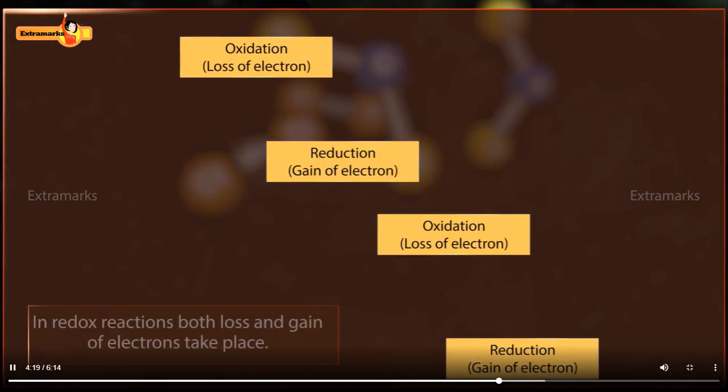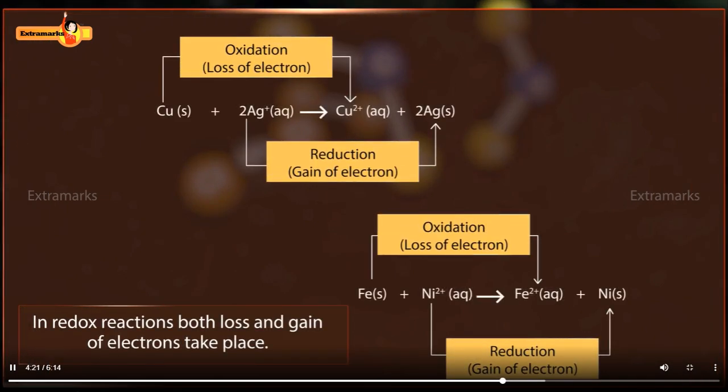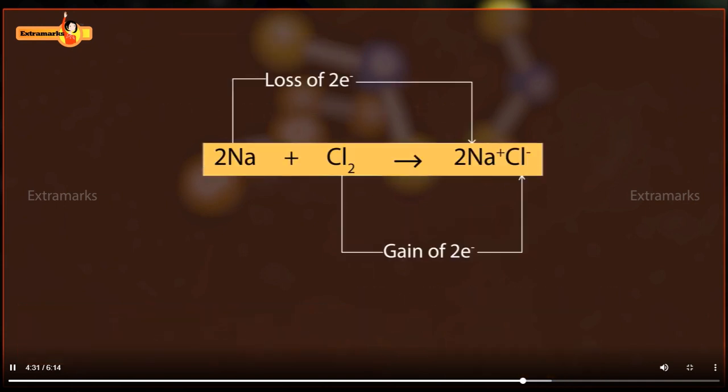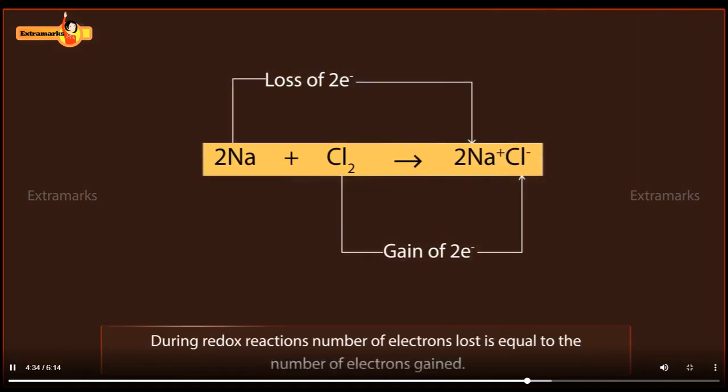Since redox reaction involves both oxidation and reduction, therefore, in redox reactions, both loss and gain of electrons take place. Here are some examples of the same. Remember, during redox reactions, the number of electrons lost is equal to the number of electrons gained.